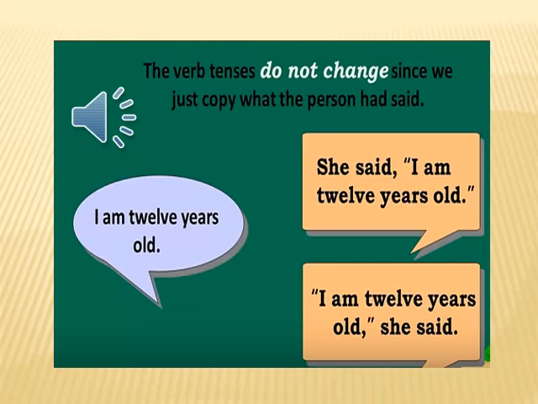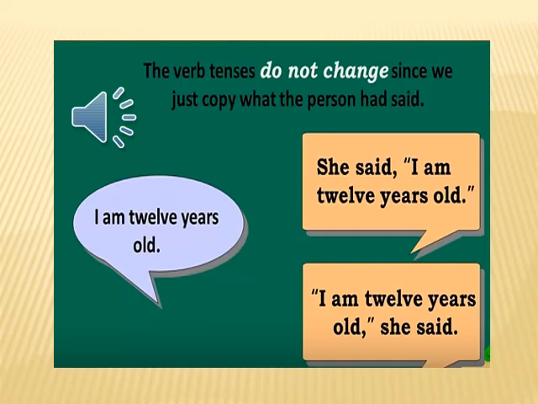Now let's look at an example. I am 12 years old. Now here our speaker is a girl, and we change the sentence into direct speech by writing, she said, comma, inverted commas open, I am 12 years old. Now if you look at the sentence, you will see that the first thing you notice are the speech marks or the quotation marks. The exact words of the speaker are written inside the quotation marks. Even the full stop is put inside the quotation mark.